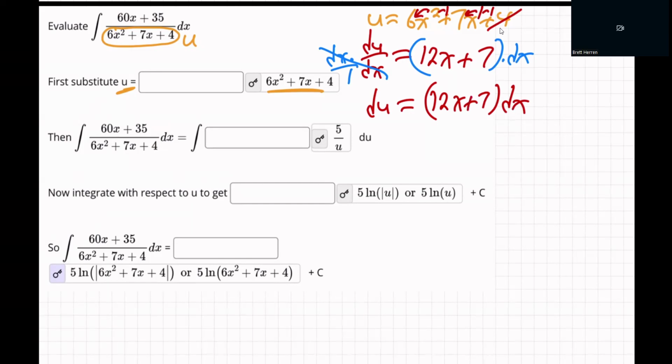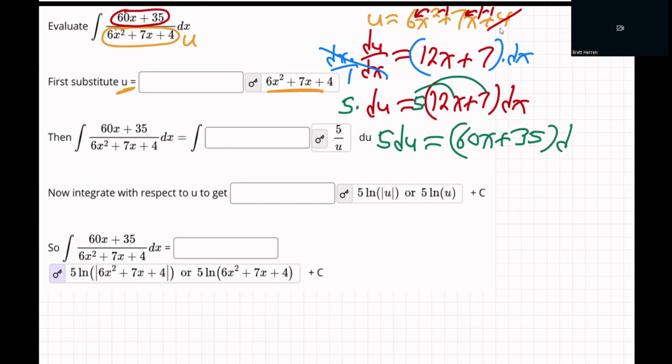Well, why is that any good? Look up here, 60x plus 35. You see the trick? If I now multiply both sides of this by 5, then 5 du, multiply, boom, boom. Guess what that is? 60x plus 35 dx. See, that's beautiful, huh?